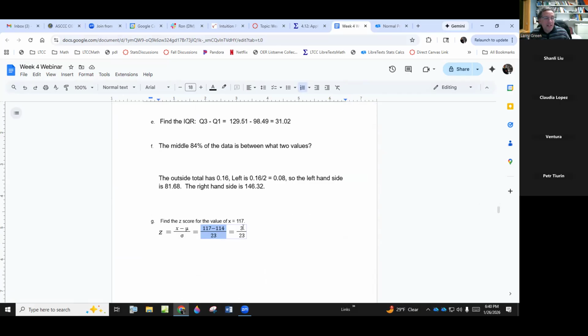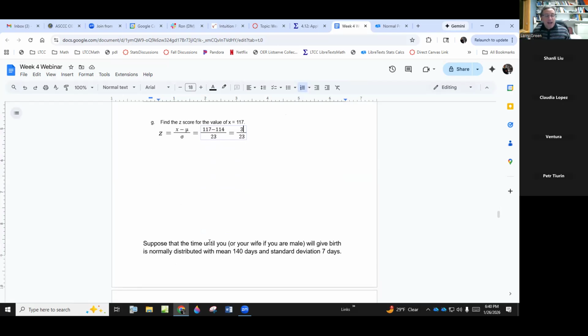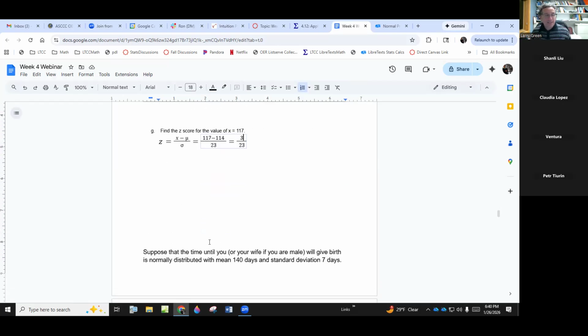117 minus 114 is just 3. And I get 3 over 23. If you want to stick it in the calculator, you can. Any questions on finding the z-score? Not too bad, right? You don't need any fancy calculator for that. All right, you ready for an application?